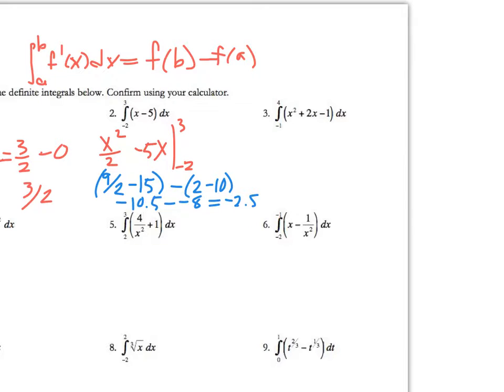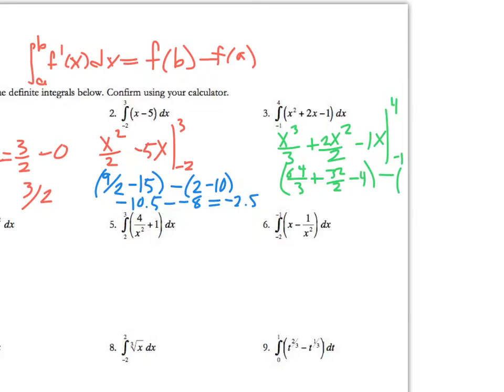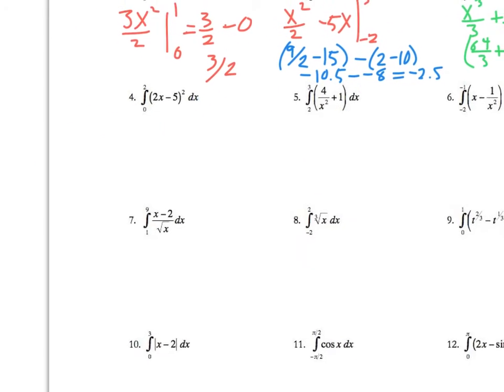For number 3, we're going from negative 1 to 4. The antiderivative is x cubed over 3 plus 2x squared over 2 minus 1x, going from negative 1 to 4. That would end up being 64 over 3 plus 32 over 2 minus 4, minus negative 1 over 3 plus 2 over 2 plus 1, and whatever that comes out to when you add those things together.